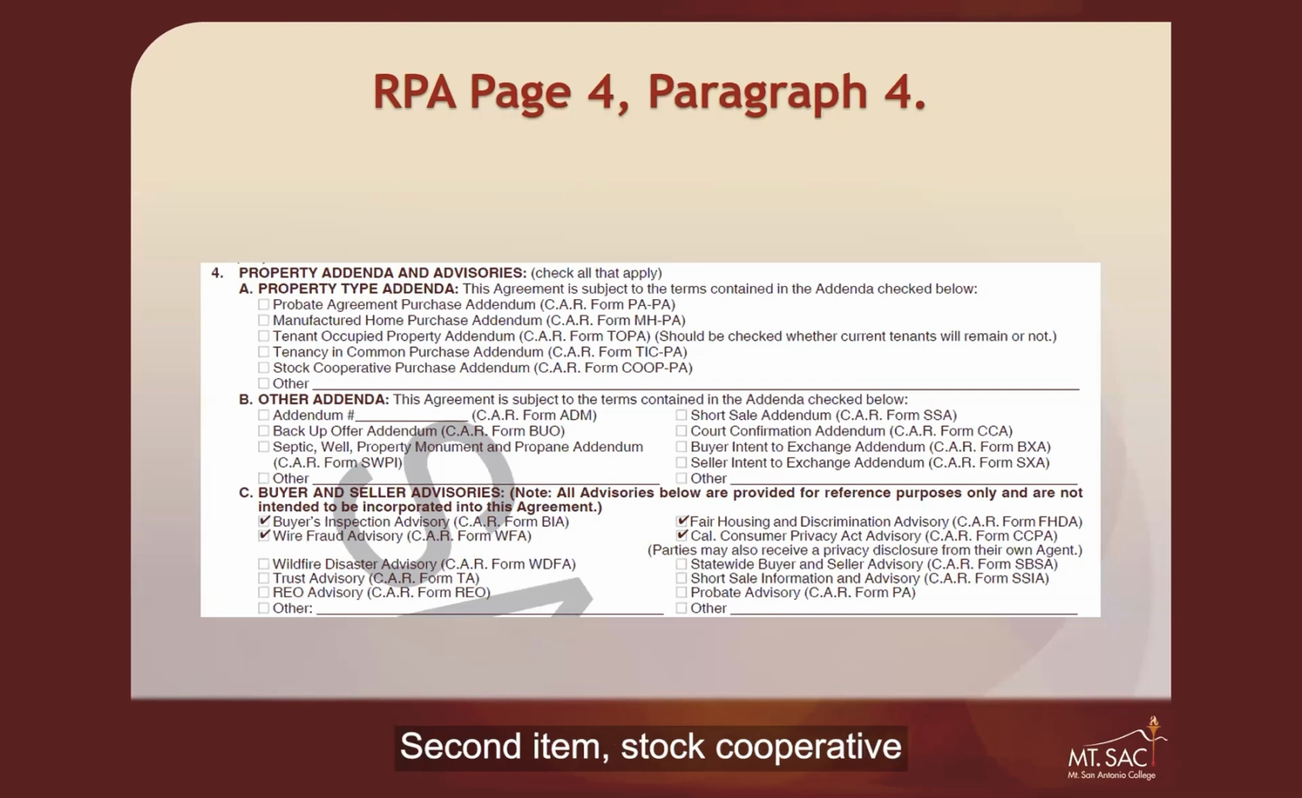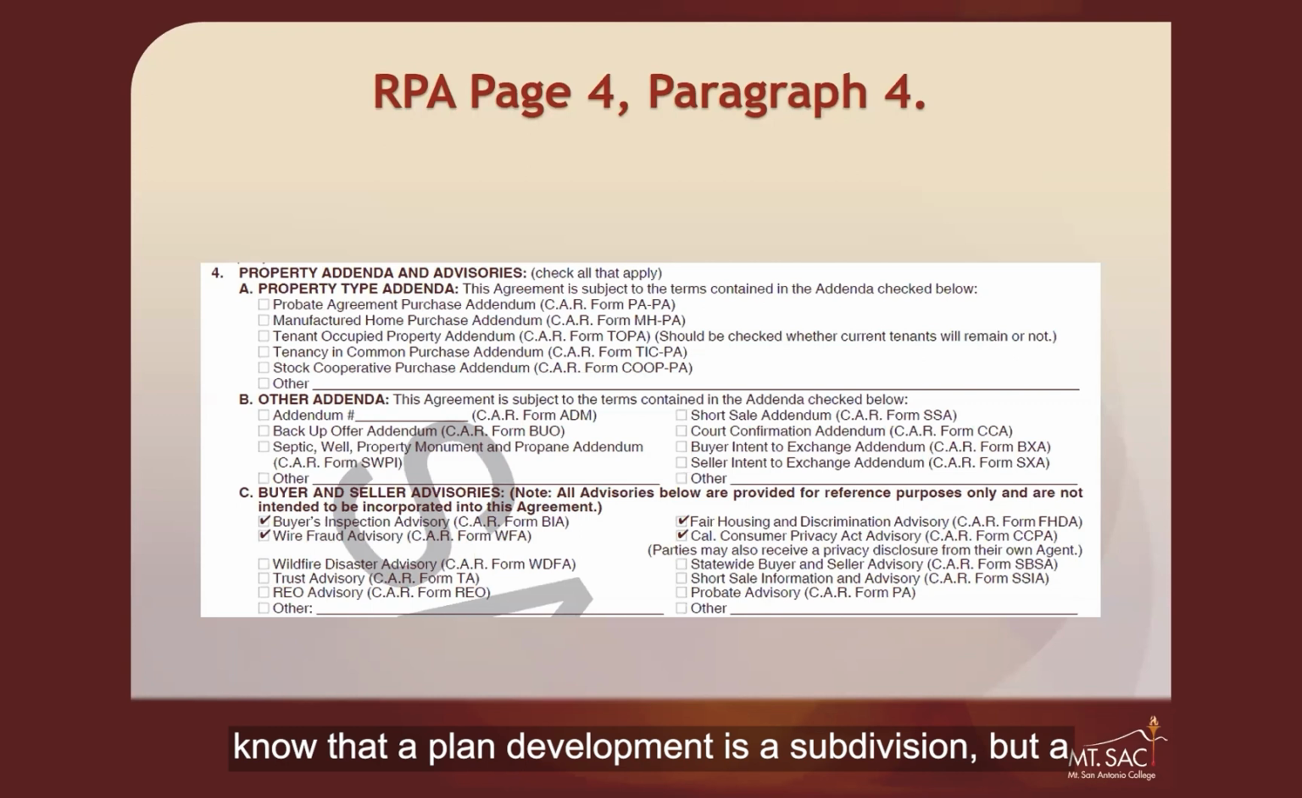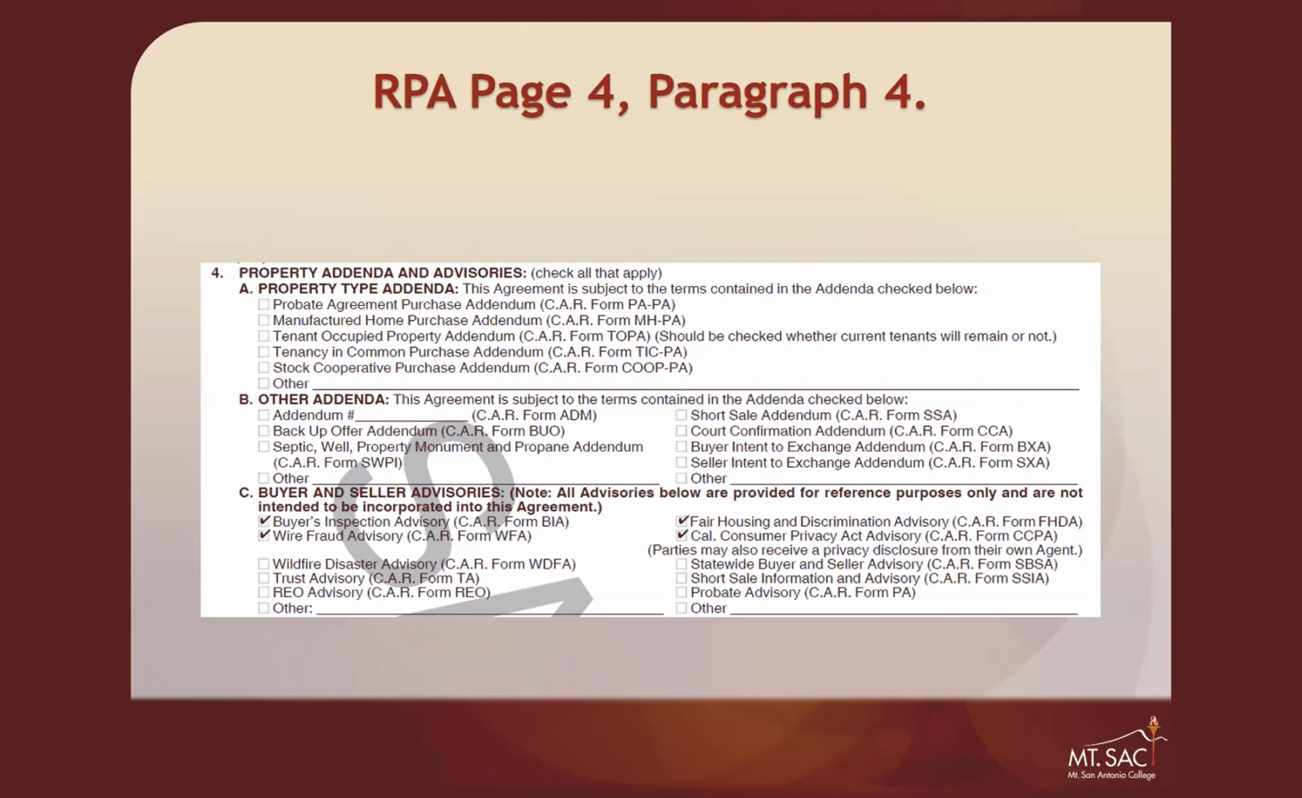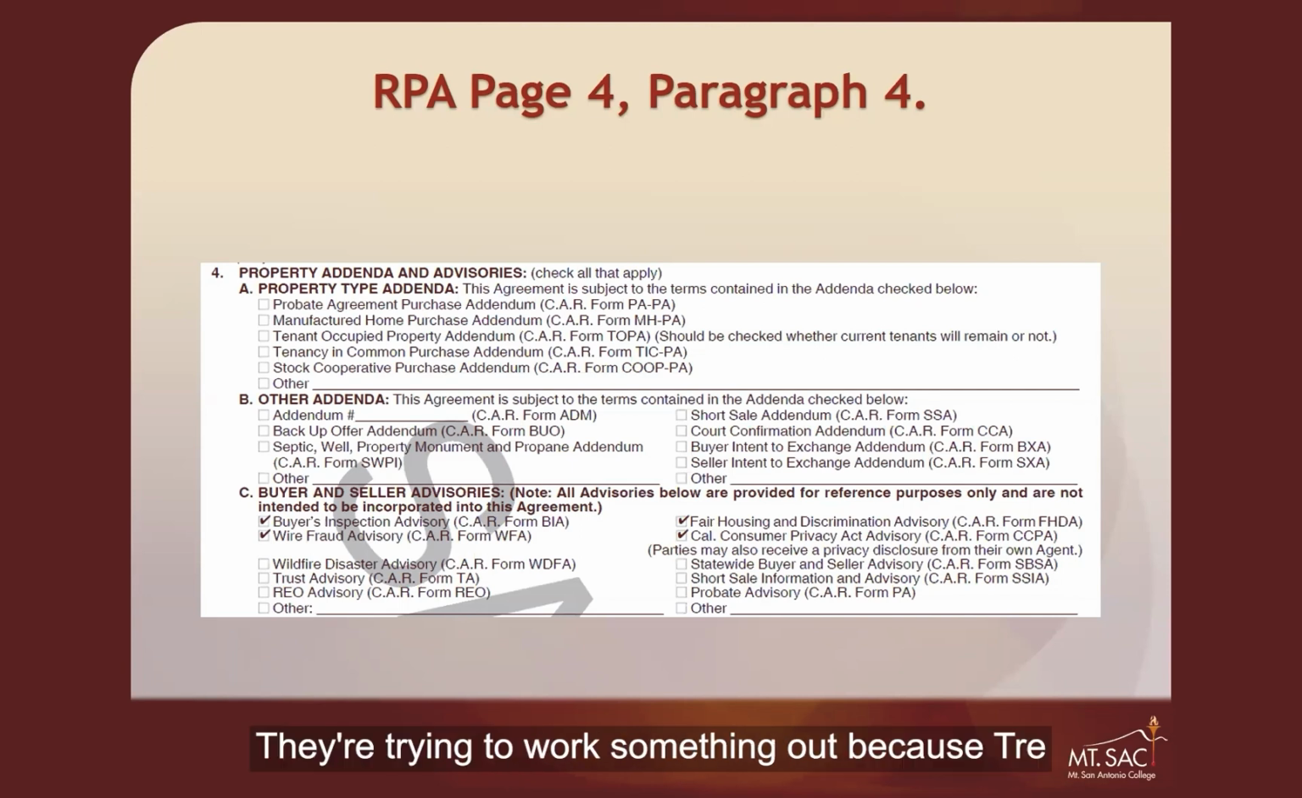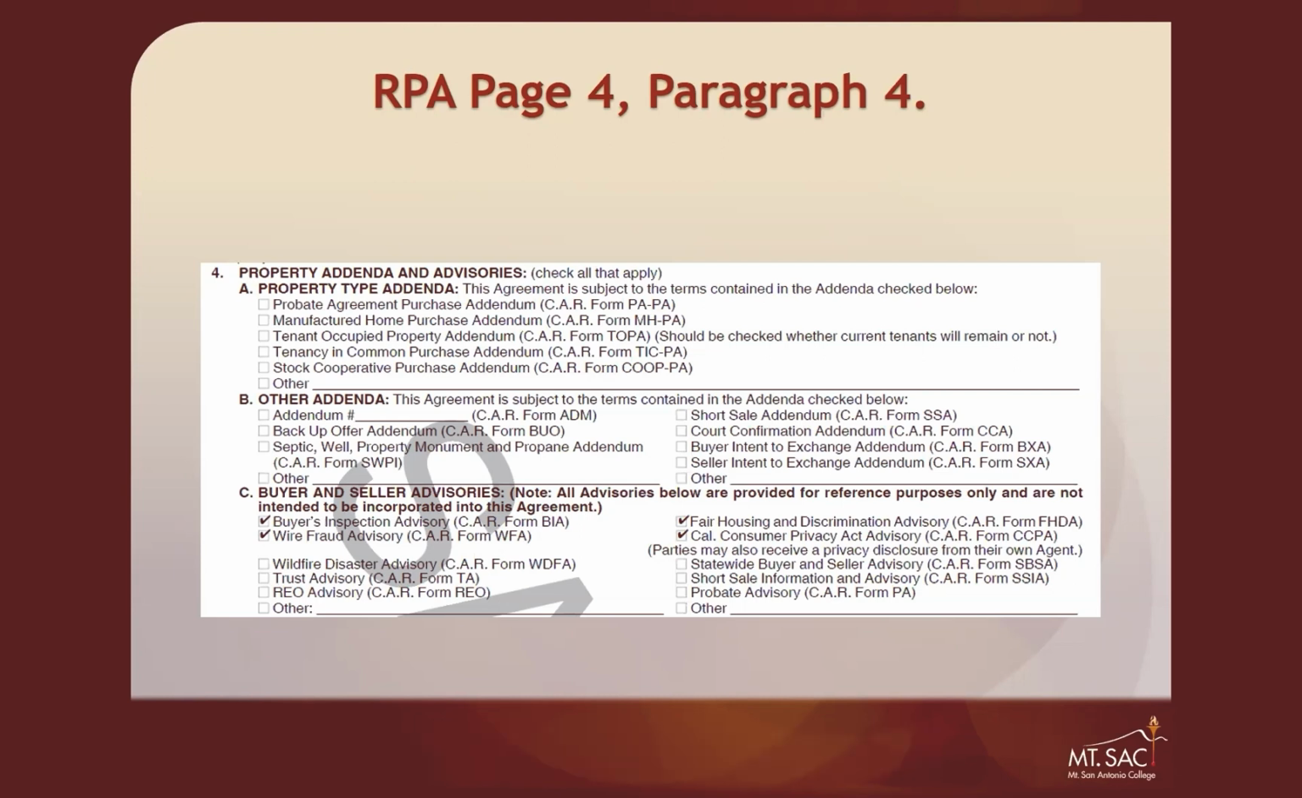Second item, stock cooperative purchase agreement addendum. Okay, we know a condo is a subdivision, and we know that a planned development is a subdivision, but a stock cooperative is not. One deed owned by a corporation, you own a share of stock that lets you live in one of the apartments or units. So CAR is wrestling with this with DRE. Actually, not really wrestling. They're trying to work something out, because DRE is going to view both of these from the perspective of a developer subdivision, even though it is not a legal subdivision of property. It is a work in progress.